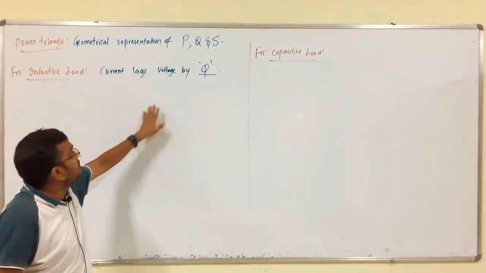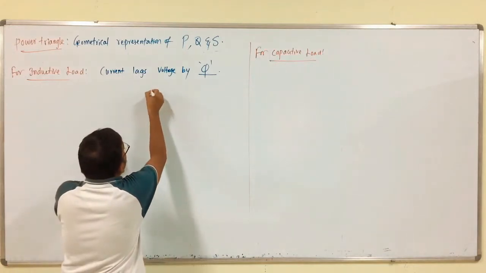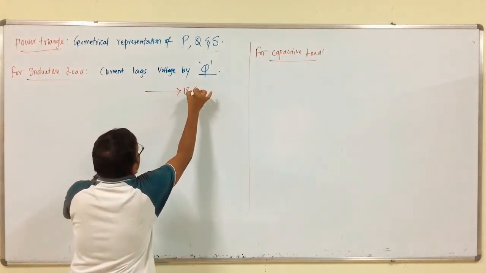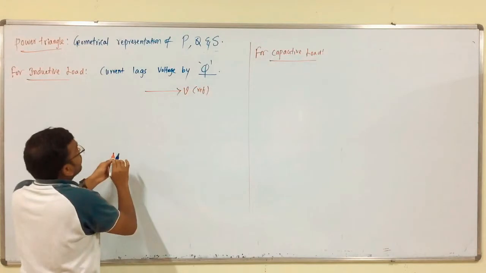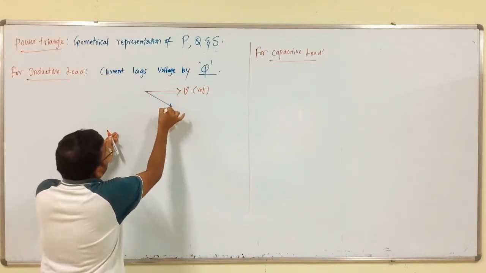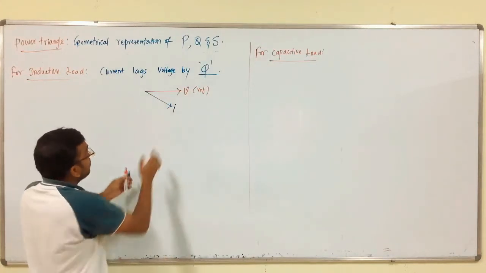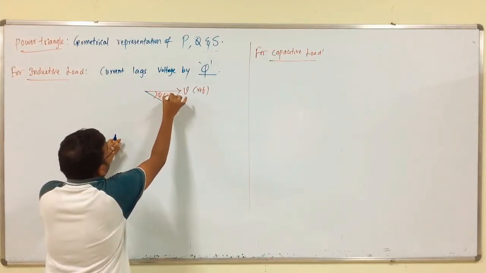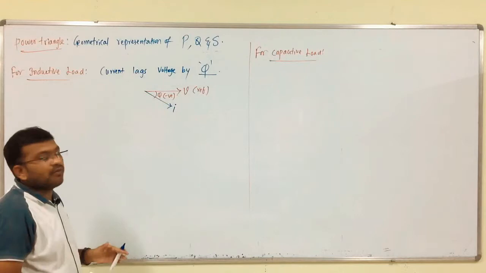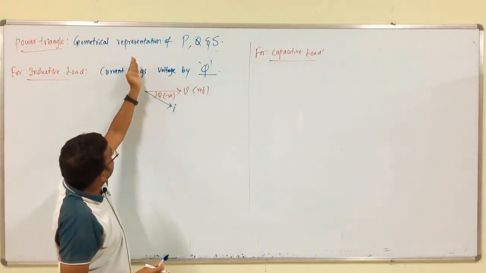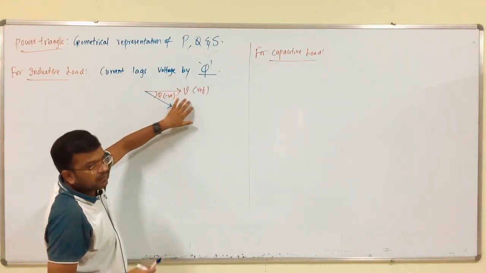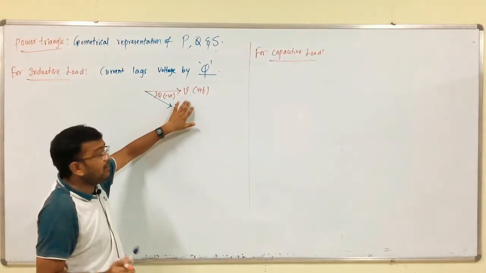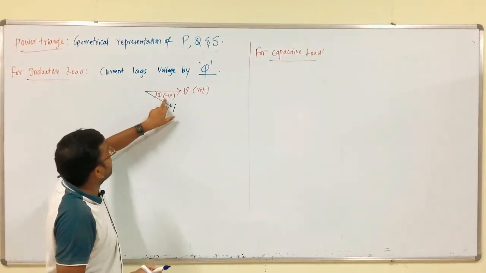Okay. Means what is the phasor? Simply, if voltage is the reference, current always lags. This is phi, which is negative. Why is it negative? Lagging power factor. So, voltage leads current by phi. The statement is correct, but current lags V by some angle.